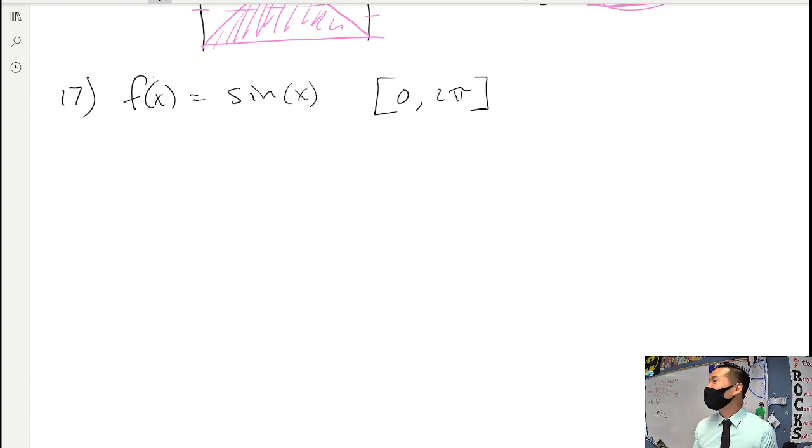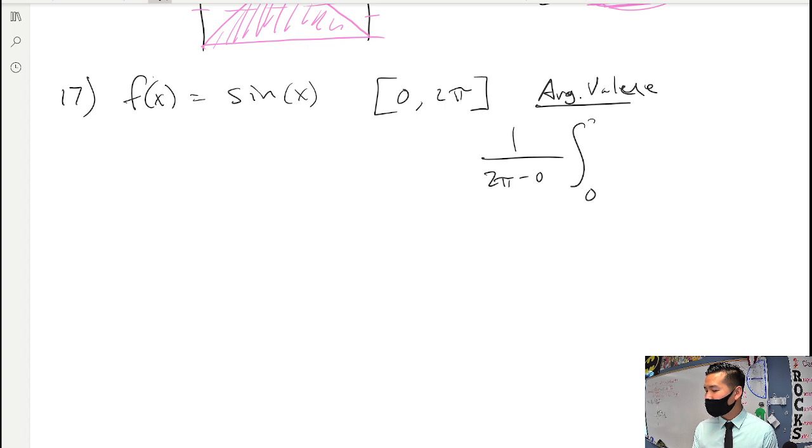All right. So if you do this using integrals, how do you find the average value? It's going to be 1 over 2 pi minus 0, times the integral from 0 to 2 pi of sine of x dx. What's the antiderivative of sine of x? Negative cosine. Why is it not just cosine?